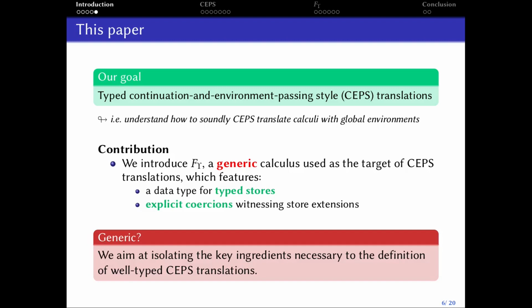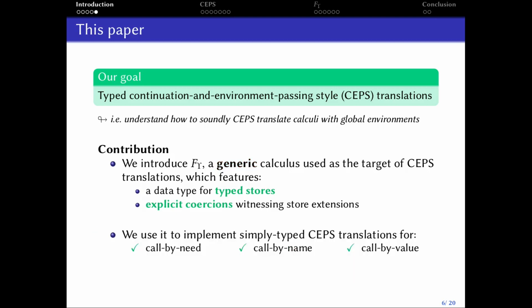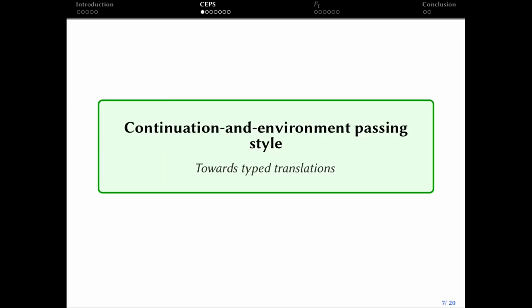Why do we call it generic? Because our goal was not only to define well-typed CPS translations, but also to isolate the key ingredients necessary to these definitions. And as we will see, we can indeed use F epsilon to define CPS translations for different calculi. At least in the paper we do it for 3 calculi: simply typed call by need, call by name, and call by value lambda calculus. And we shall discuss the possibility of using it for more involved type systems, so for instance system F as an input. What are continuation and environment passing style translations?